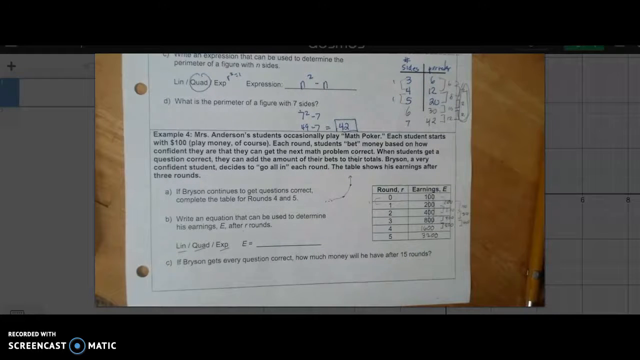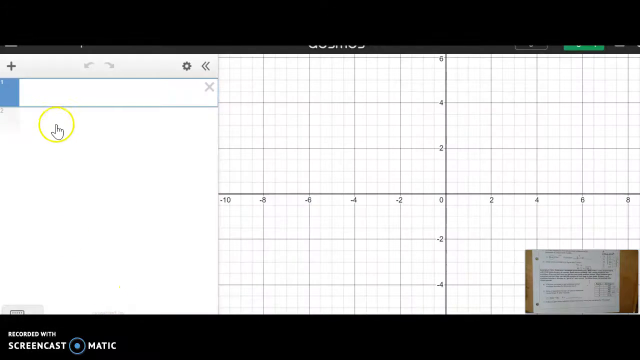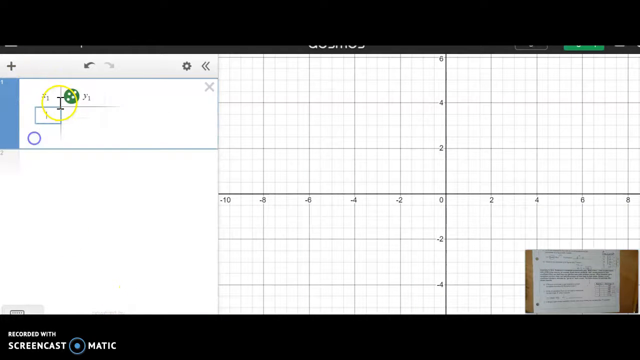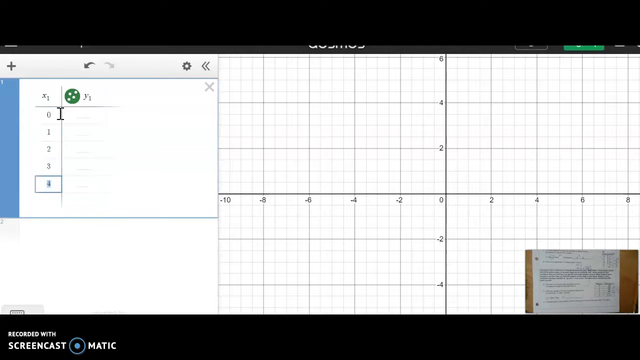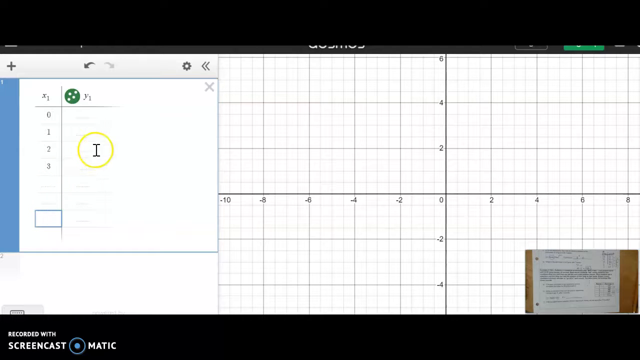So I'm now going to go to Desmos and plug these in. I'm going to add a table, and I'm going to go 0, 1, 2, 3, 4, 5. I'm not going to put my data for 4 and 5 in case I had messed it up, so I'm going to take those out. And I'm going to do 100, 200, 400, 800.